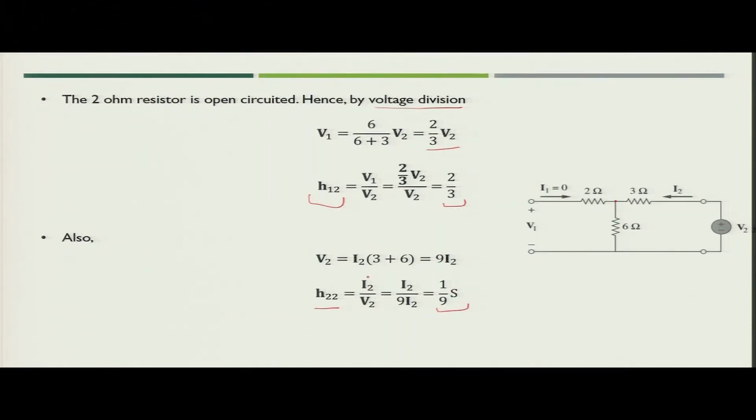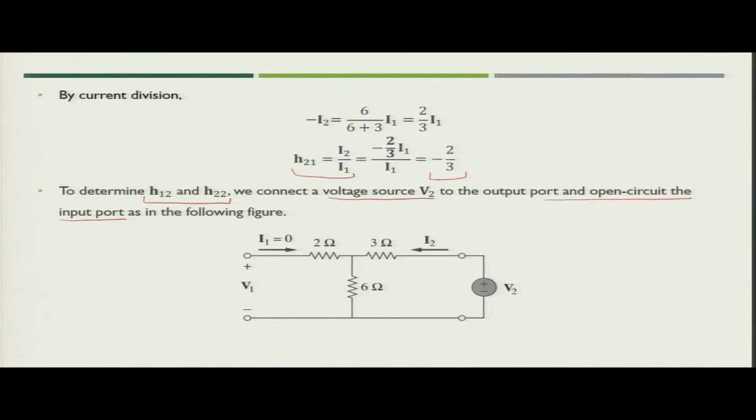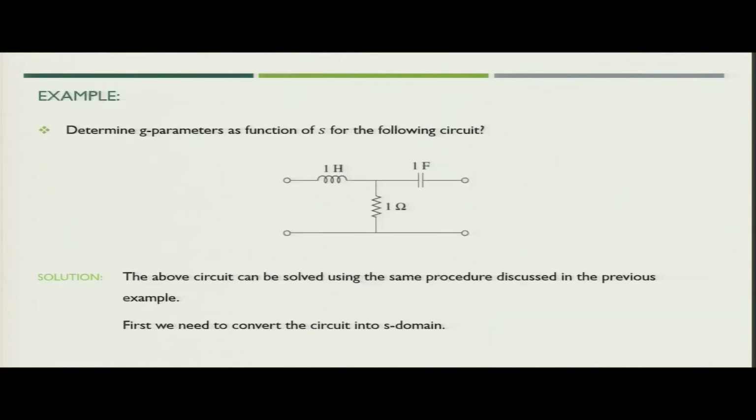Because this is a relationship between I2 and V2. Now if you see H12 is 2 by 3 and H21 is minus 2 by 3, so you can simply say that this particular circuit is a reciprocal circuit. Now next, let us try to find the G parameters of the circuit which is given in this figure.